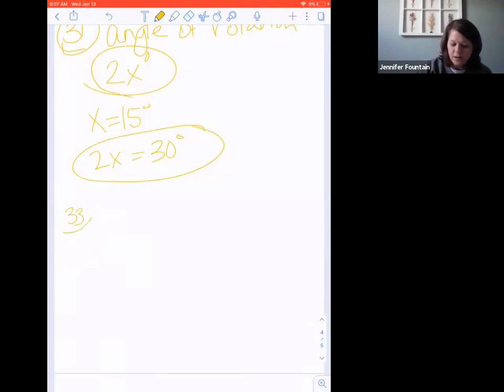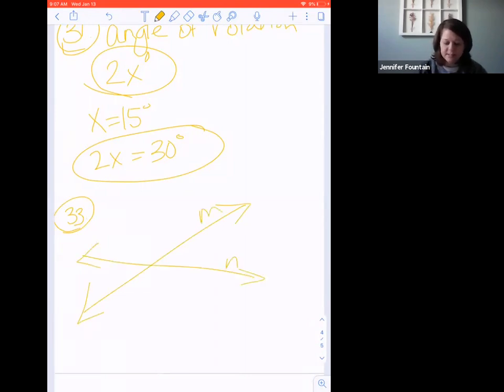So number 33. Okay, so 33, it says lines M and N intersect at point D. It says consider a reflection of triangle ABC in line M followed by a reflection in line N. Okay, so I'm just going to go ahead and draw random lines. And I'm going to say this is M and this is N. And they intersect at point D. And we know that we have triangle ABC that reflects over line M. And then it reflects over line N.